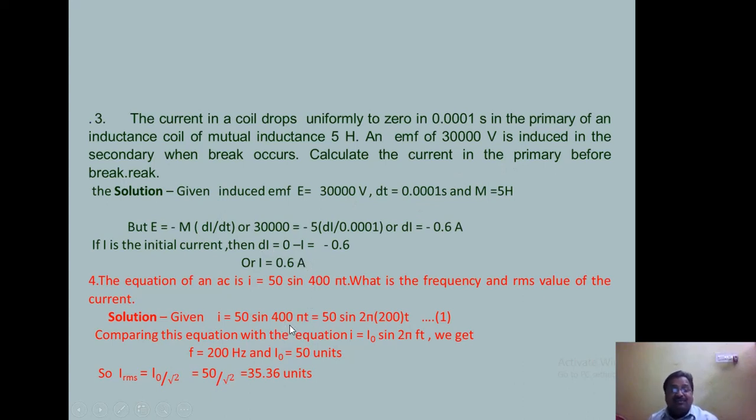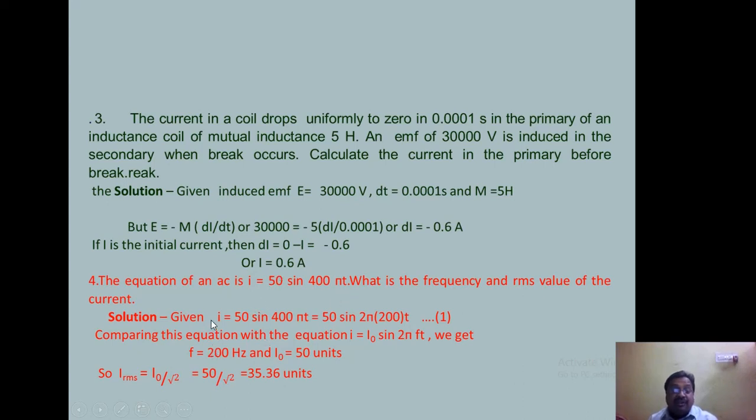Another interesting problem, let us cast a glance on it. The equation of an AC is I equal to 50 sine 400 pi t. What is the frequency and RMS value of the current that you have to calculate? It is a very simple problem. You just have to compare this with the general equation of alternating current. Here I is given. In some other cases EMF may be given, E equal to 50 sine 400 pi t. The same procedure you have to follow.